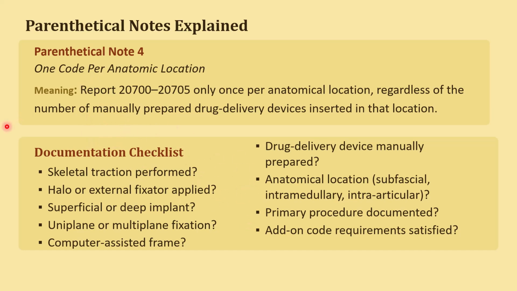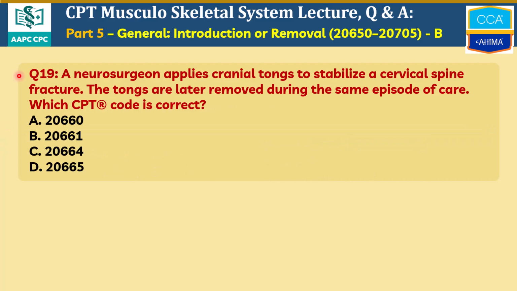So let's start with the AAPC CPC type clinical scenario questions. Question number 19. This is the continuation of previous parts. A neurosurgeon applies cranial tongs to stabilize a cervical spine fracture. The tongs are later removed during the same episode of care. Which CPT code is correct?